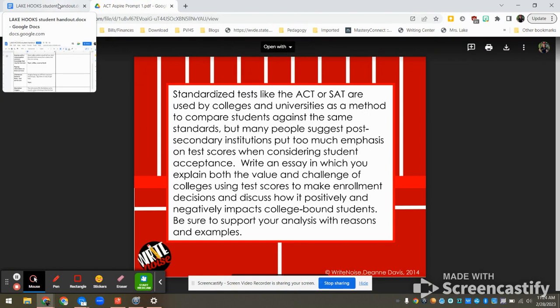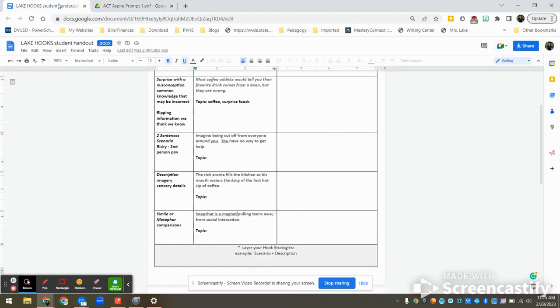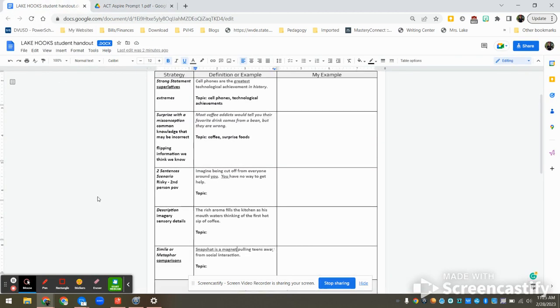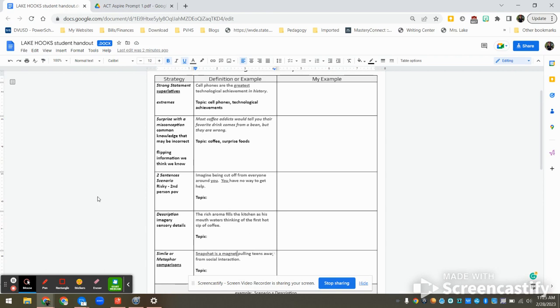Tomorrow we will look at it together and kind of go over your different hooks, see which ones are really strong, which ones were easier for the different essay types, things like that. And then we'll start looking at breaking down the prompt a little further, coming up with examples, things along those lines. I will be back tomorrow.